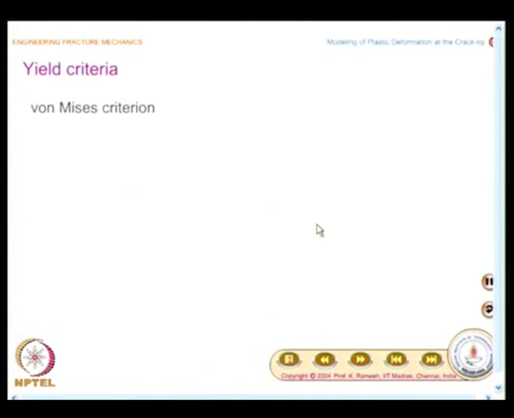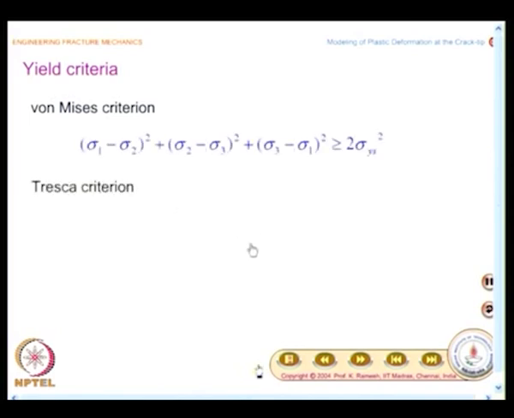And what is the material model that we have used? Elastic, perfectly plastic. And the yield criteria are 2, you know this, just for review we are just looking at it. The von Mises criterion utilizes all the 3 principal stresses.